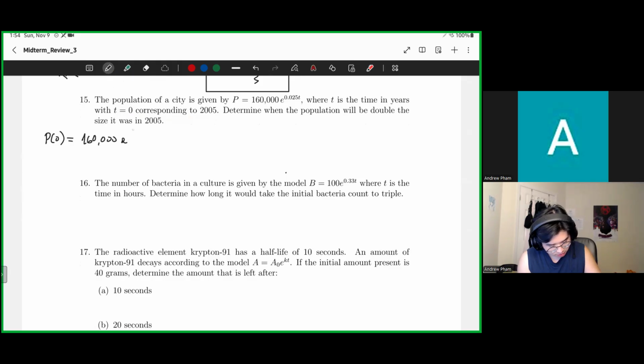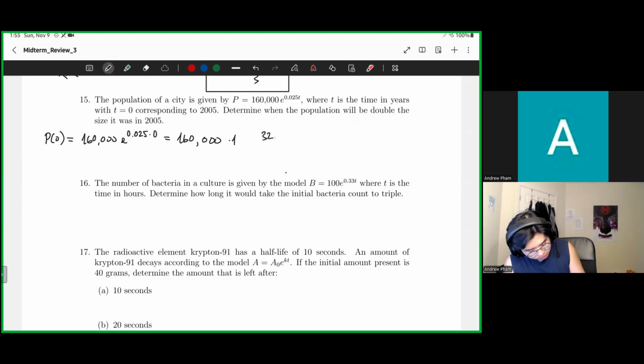Okay, so if I do so, I get e to the 0.025 times 0, which is just e to the 0, which is equal to 1. Any number raised to the 0 power is just 1. So 160,000 times 1 is just 160,000. I want to know when the population will double its size, so when the population will be 320,000. So I'm going to be solving for time.